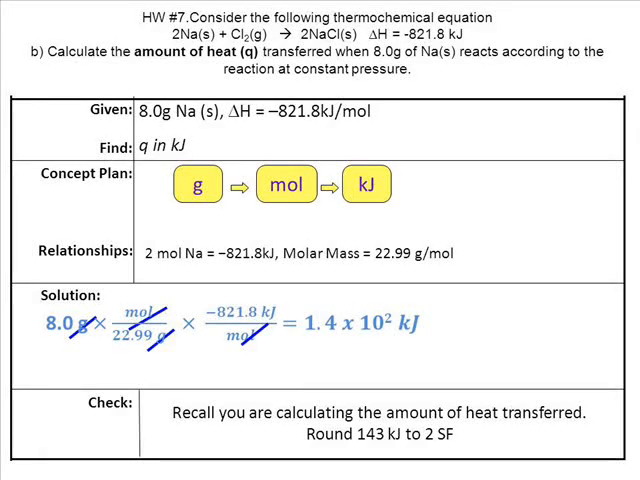This podcast is designed to help you with homework problem number 7. Homework problem number 7 states that we want to consider the following thermochemical equation where we have 2 moles of solid sodium plus chlorine gas, which yields 2 moles of sodium chloride solid. The delta H, change in enthalpy, for the reaction is negative 821.8 kilojoules.